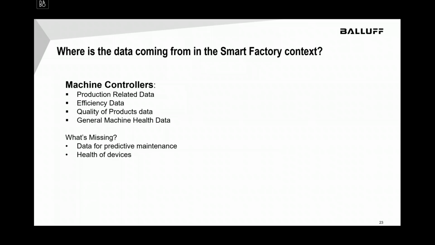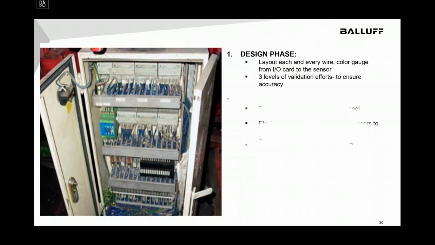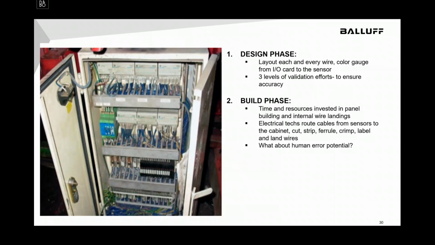We need that data. But what's missing is how, just before that design is released. Once the design is released, we get into that build phase where we apply a lot of time and resources to build up this controls cabinet, electrical wiring. We route the cables all the way from the sensor back to the controls cabinet, cut it, strip it, ferrule it, crimp it, label it, land it.